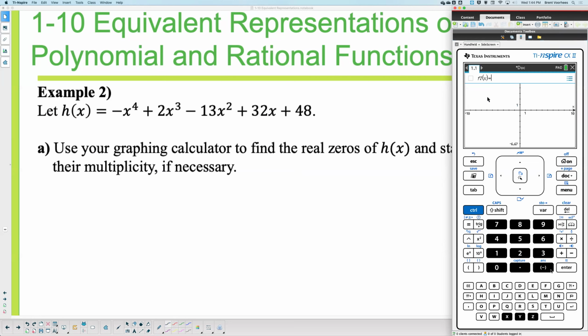Now let's type in this equation. Negative x to the 4th plus 2x cubed minus 13x squared plus 32x plus 48. Now, once you get all that typed in, you can press enter and you should see your graph.